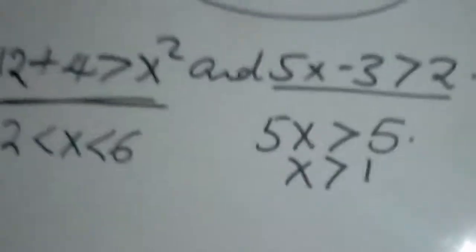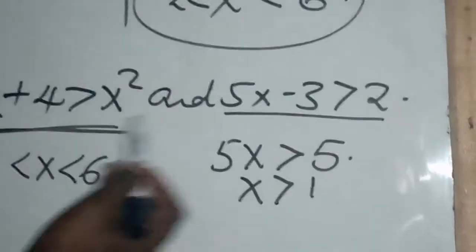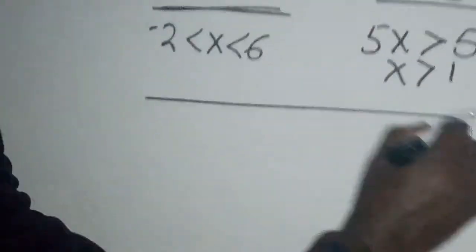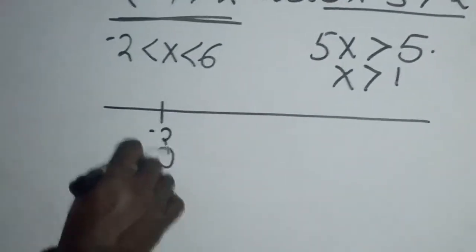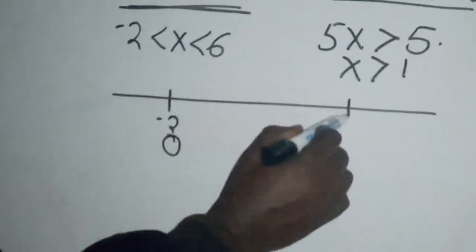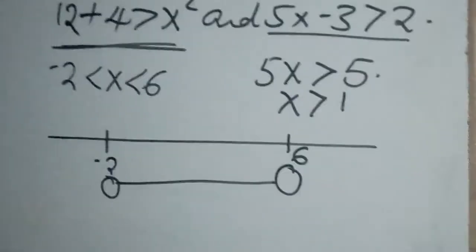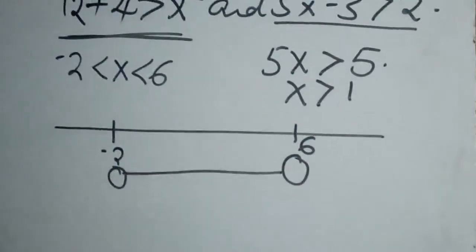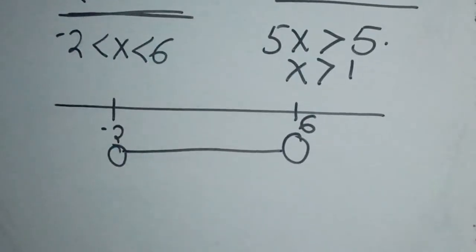So if we have the two solutions to the two inequalities, we have to present them on a number line. The first one, -2 is not included, so we don't shade that circle. And the 6 is not included. We have something like that. Our values of x are valid when x is between -2 and 6. Both boundaries are not inclusive.